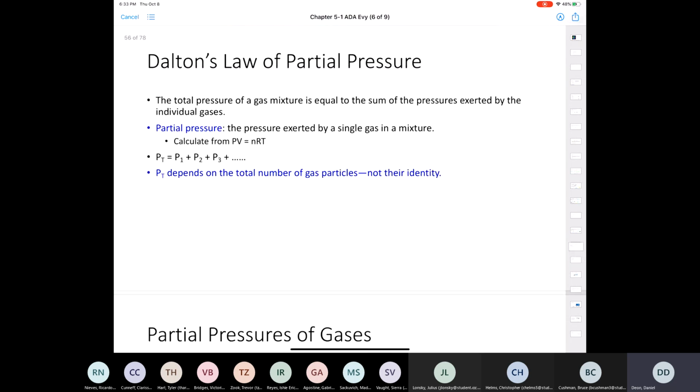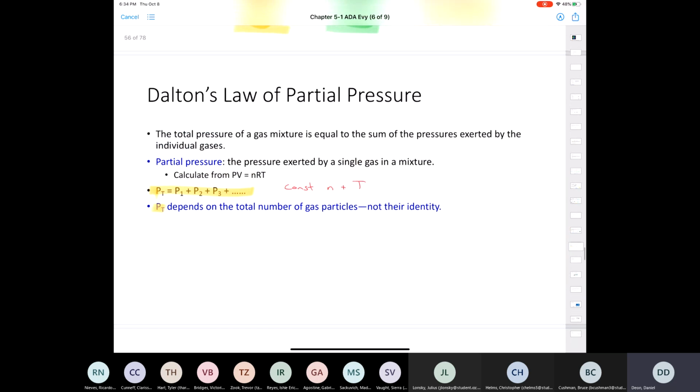That formula is shown right here. P total is equal to P1 plus P2 plus P3, so on and so forth. Now remember, this is at constant number of moles and temperature. Constant n and T. What you really have to understand is that the total pressure depends on the number of gas particles, not whether they're gray spheres or red spheres or blue spheres or helium or argon or nitrogen or carbon dioxide. It just depends on the number of gas particles that you have, the number of moles.